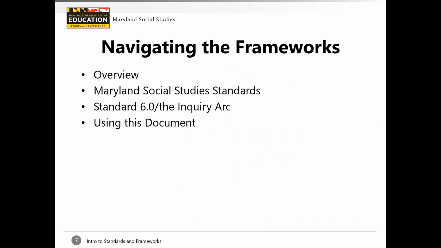With the exception of the grade 6 and 7 frameworks, which are currently undergoing revision, all of the frameworks follow a similar format. At the beginning of the documents, you will find an overview of the course, the Maryland Social Studies Standards, information about 6.0 or the Skills and Processes Standard, and the inquiry arc, and an explanation how to use the framework document.